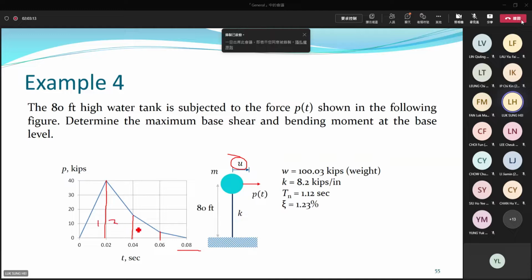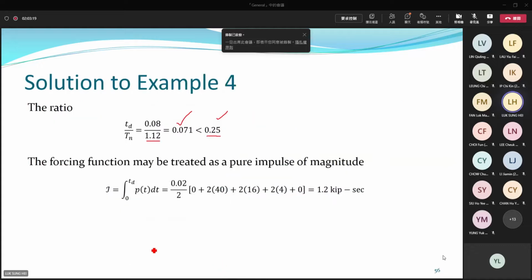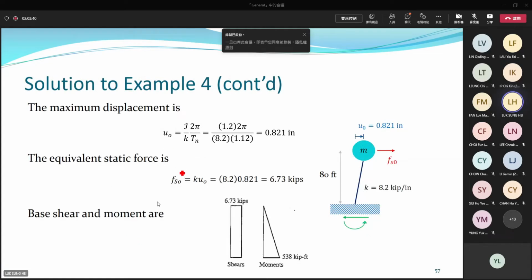1, 2, 3, 4. You can calculate the area of these shapes. This is what I'm doing here. Calculate the area of this pulse loading. Suppose I do all the calculation properly, then I will get the area is equal to 1.2 kilopascals second. We know I. According to the approximate method, maximum displacement is equal to the amplitude of the pulse divided by stiffness times 2 pi over period.